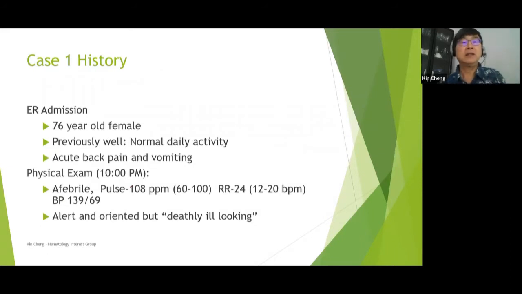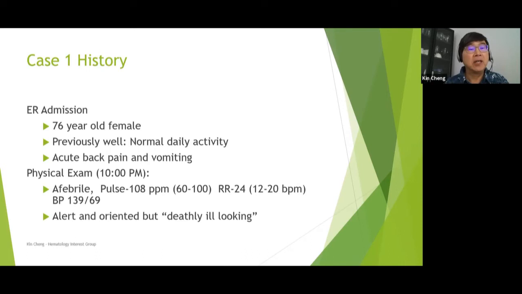So case one will be a patient being admitted to emergency, a 76-year-old lady. It was a lovely day, and she went out to do some gardening during the daytime, and she was feeling well. She went back home after she finished gardening and made a meal. She lived by herself, and then suddenly after dinner she experienced back pain and started to vomit. She phoned her friend and said, hey, I'm not feeling well. Can you take me to the hospital?